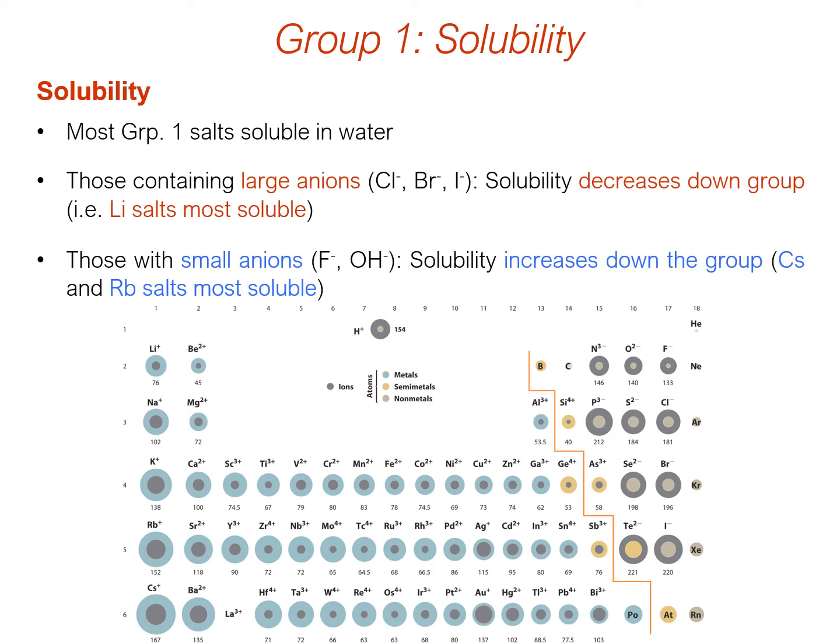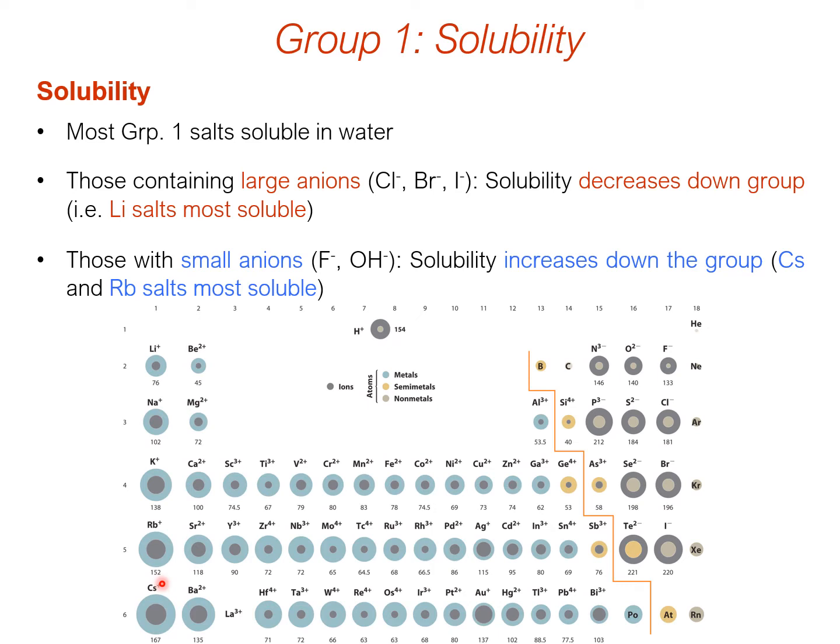Those containing large anions, things like chloride, bromide, iodide anions, and also some of the large oxoanions we were looking at in the last video, the carbonates and nitrates, their solubility decreases down a group. We can see in this periodic table here that shows the ionic radii. With large anions, as you descend the group, and therefore we're looking at larger cations, the solubility decreases. For those with small anions, things like the fluoride anion and the OH, the hydroxide anion, the solubility increases down the group.